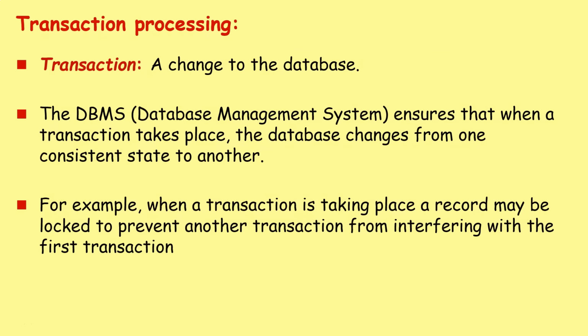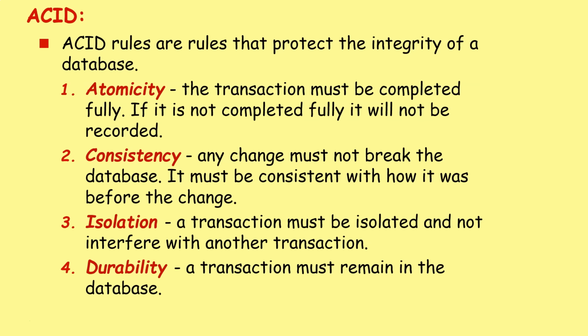Transaction processing. A transaction is just a change to the database. The database management system ensures that when a transaction takes place, the database changes from one consistent state to another. For example, when a transaction is taking place, a record may be locked to prevent another transaction from interfering with the first transaction.